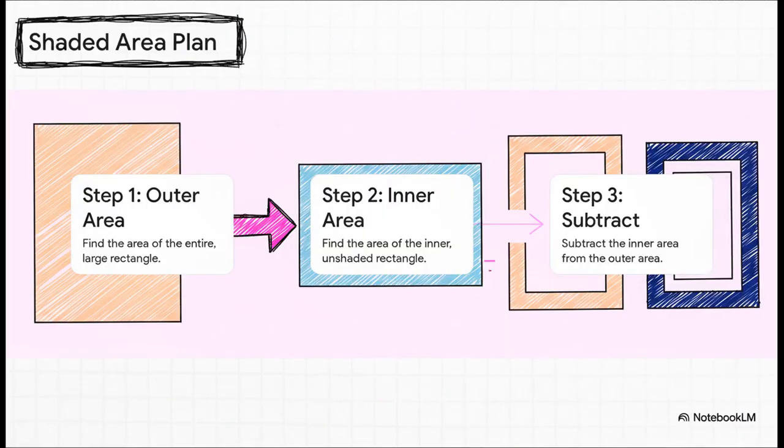And here's that strategy. It's a really simple three-step process. First, you calculate the area of the entire outer rectangle just as if it were a solid block. Then, you calculate the area of that little empty rectangle inside. And finally, you just subtract the small one from the big one. What's left over, that's your answer.